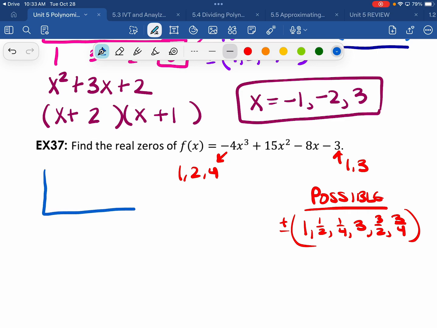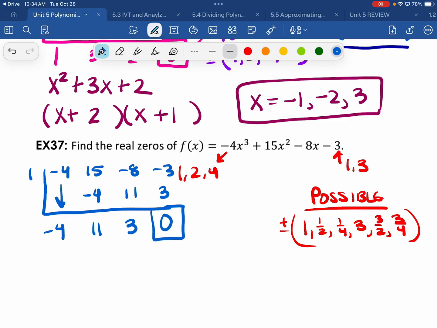Which one do you want to try? 1? Okay. So I'm going to put -4, 15, -8, -3. And I'm going to drop down -4, -4, 11, 11, 3, -3, 3, and 0. Now this one works. And so now I'm going to write my polynomial: -4x squared plus 11x plus 3.